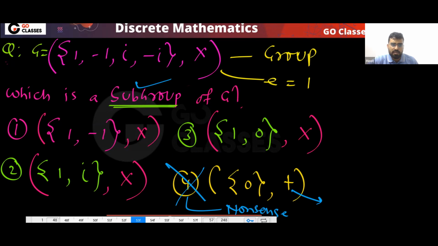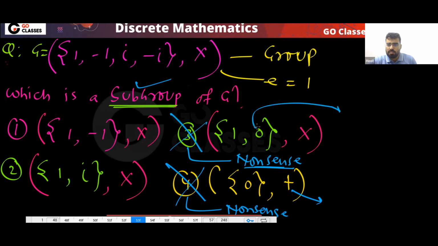Next, what about option 3? This is also nonsense. Why? Because this is not even a subset. You are saying subgroup. Subgroup means a subset which is a group under the same operation. So you should not change the operation, and it should be a subset. This is not even a subset.